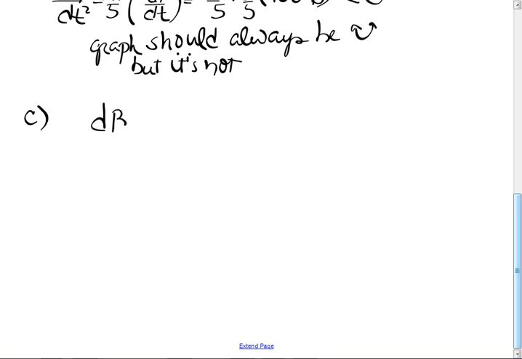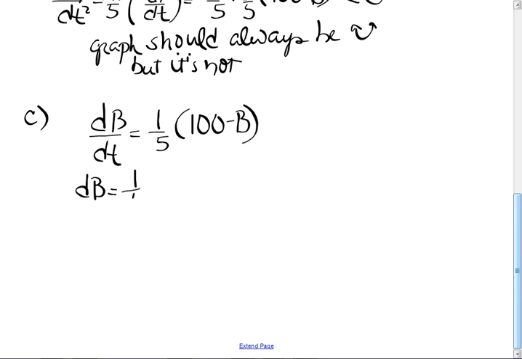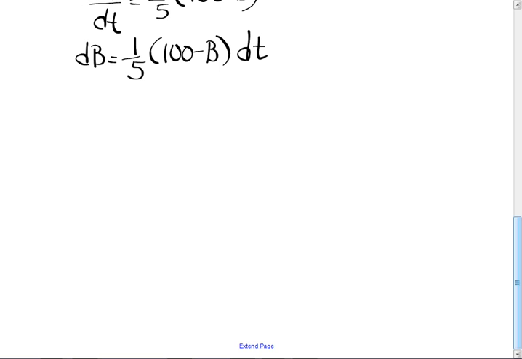dB/dt is equal to 1/5 (100 minus B). Now this is a little harder to integrate, but it's just like the other one. It's not B minus 100. I wish it were. So dB is equal to 1/5, leave the 1/5 over there, (100 minus B) dt. Now I know what I have to get rid of.